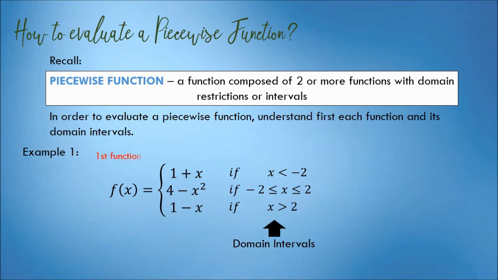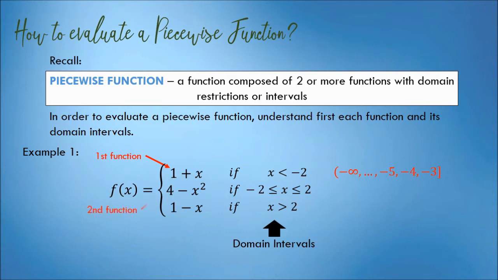This is the first function, f of x equals 1 plus x. The domain interval is x is less than -2. It only means that the only included values of x here are those less than -2. Those values are -3, -4, -5, and the rest of the negative numbers, up to -infinity.